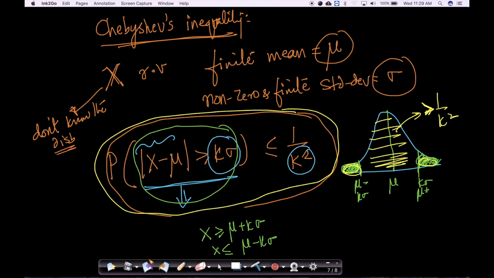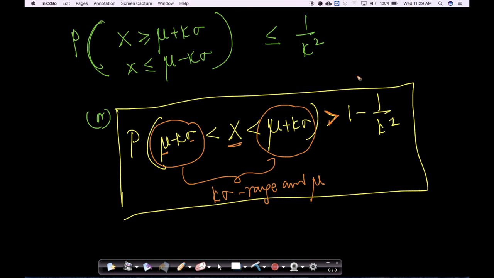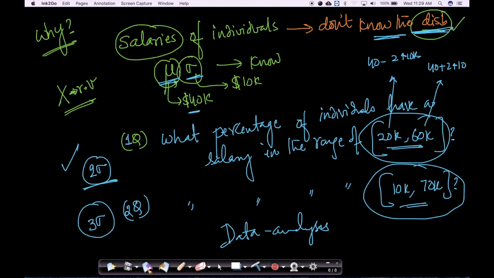Right? So we've just taken the standard formula of Chebyshev's inequality, but this is also Chebyshev's inequality, but you don't see this very often. But let's see why this is useful. Let's go back to our question here. So here, let's assume x is a random variable. So let's go to our salaries example.